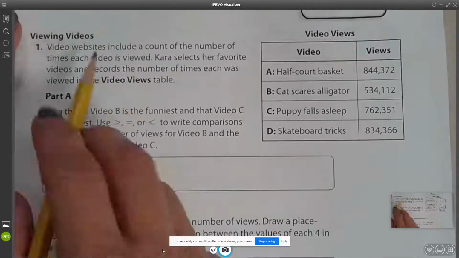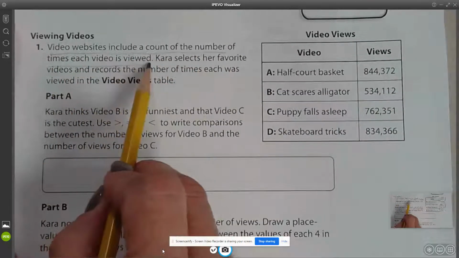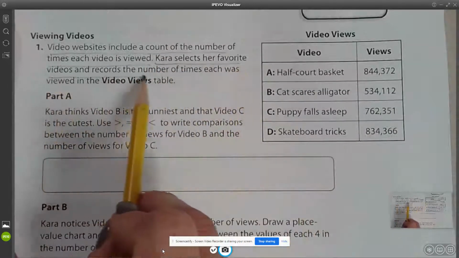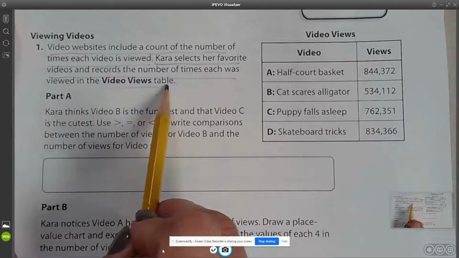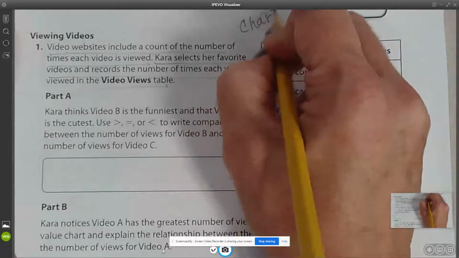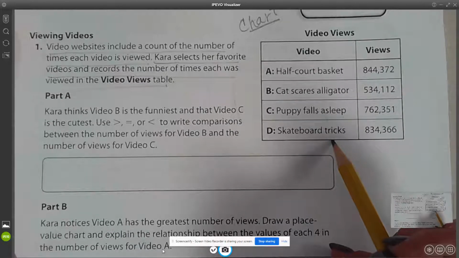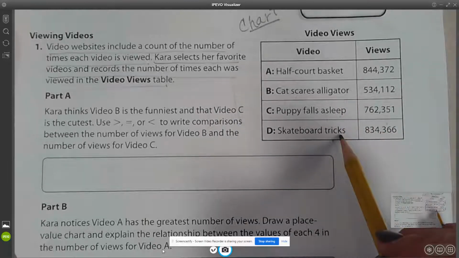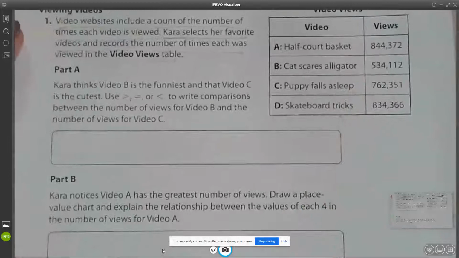All right, so first, video websites include a count of the number of times each video is viewed. Kara selects her favorite videos and records the number of times each was viewed in the video views table. So over here, we call this a chart, okay? And in this chart, the first column tells me what the name of the video is, and the second column tells me how many views each of those videos got.